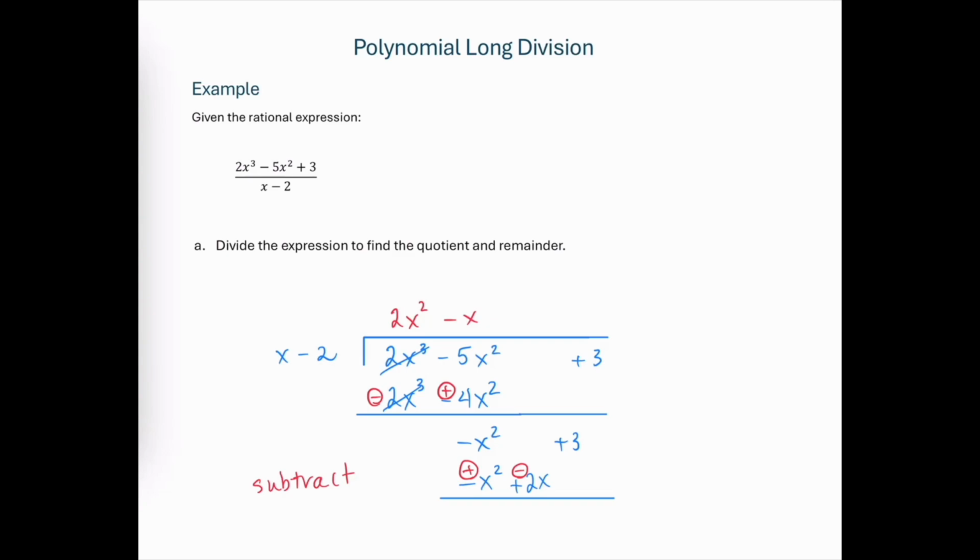Now we combine like terms. Notice again, this first term cancels out. Negative x squared plus x squared is just 0. Now we have a negative 2x, which is combined with nothing, which yields negative 2x. We also have positive 3 combined with nothing, so that combination is going to be positive 3.